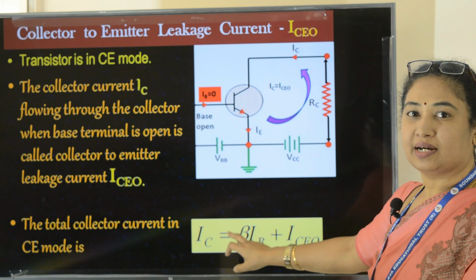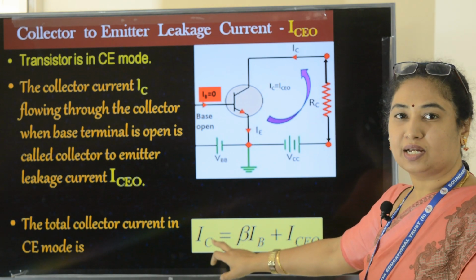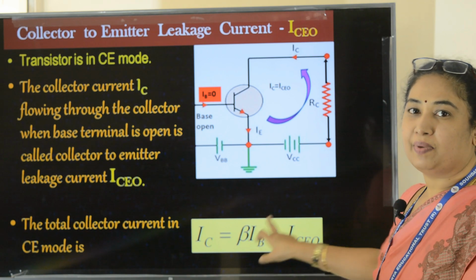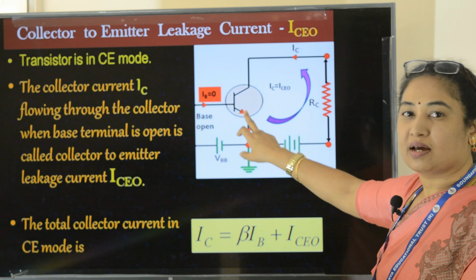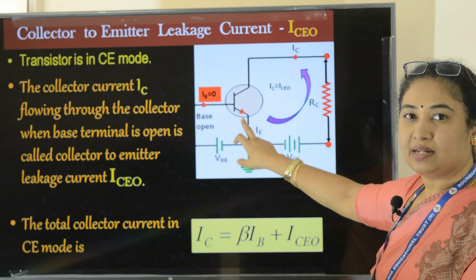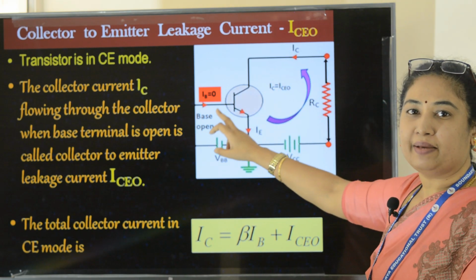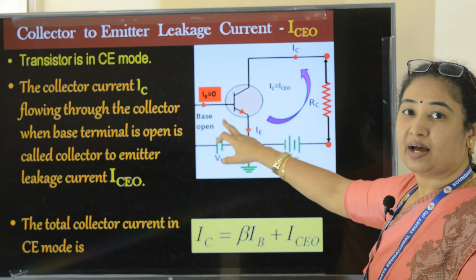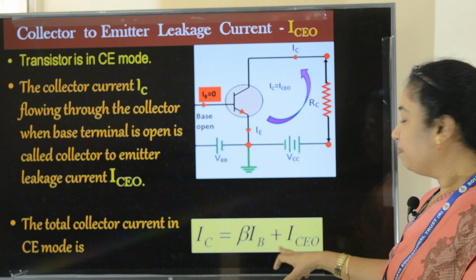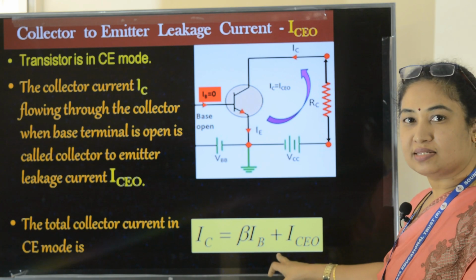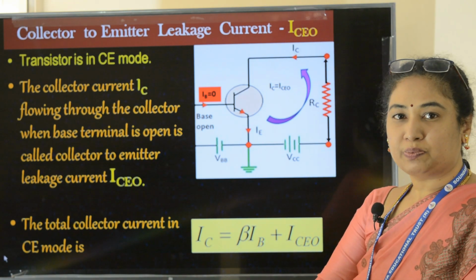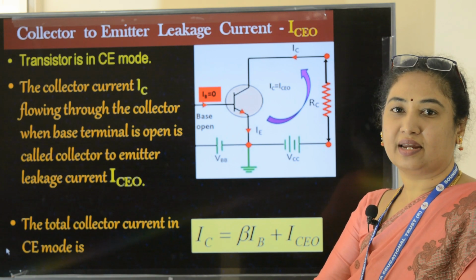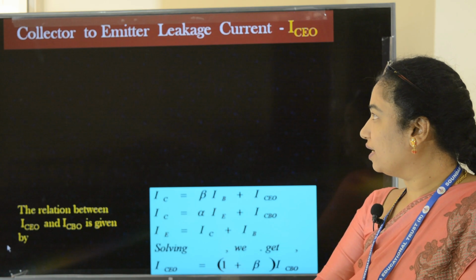The total collector current would be equal to, IC is equal to majority current plus minority current. So in common emitter mode, beta is the current amplification factor. Beta is equal to IC divided by IB. So IC will be equal to beta times IB plus the leakage current ICEO. So this is the expression for total collector current in common emitter configuration.